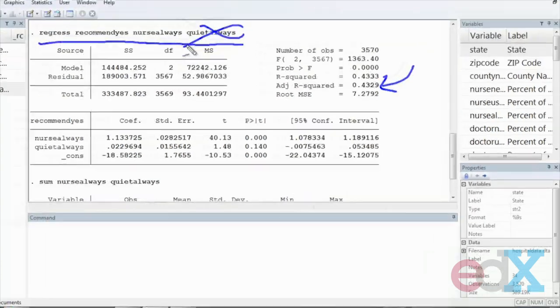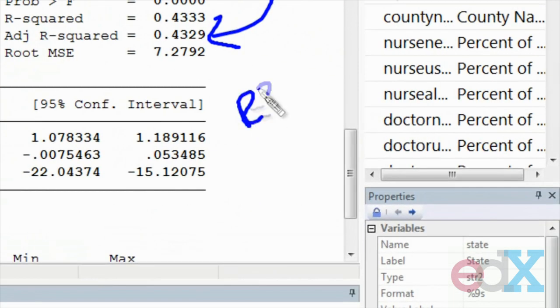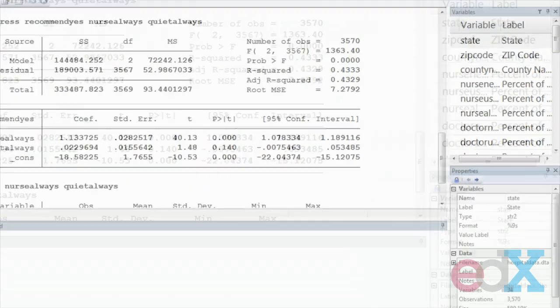In fact, in the simple linear regression model, the R-squared was pretty close to what we have here. It was actually also estimated as 0.43. So it doesn't seem like we're really gaining very much or explaining much more variability in the outcome by adding quiet always into our model.